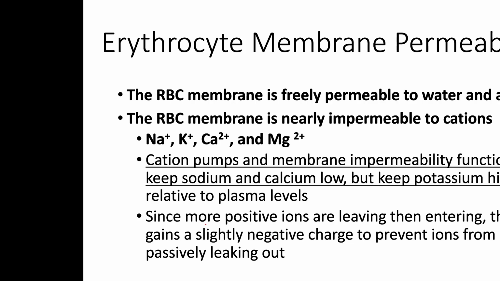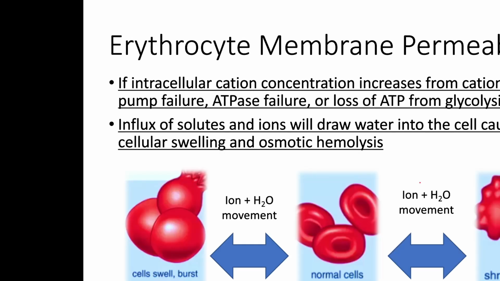Since more positive ions are leaving, the cell actually gains a slightly negative charge, and that helps prevent ions from leaking out of it. When your cation pumps stop working, it can happen due to ATPase failing, the cation pump itself failing, or just not having enough ATP. When that happens, water will start to move in and out the way it likes. The easiest way I like to simplify this is that water likes to follow stuff.